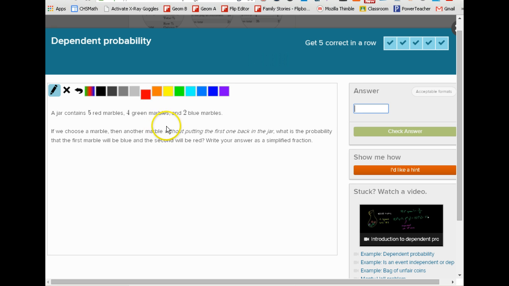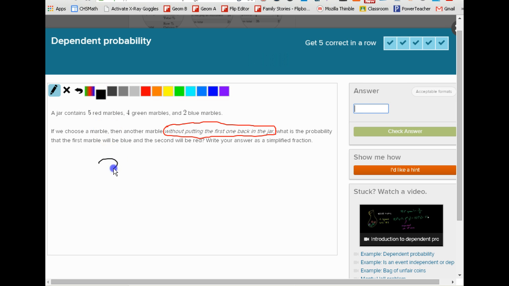I want you to look at this. Look what it says. It says, without putting the first one back in the jar. So it'll say that you select the marble out, and then you do not replace it. And therefore, the number inside of the set becomes smaller. So let's just see what this would look like.